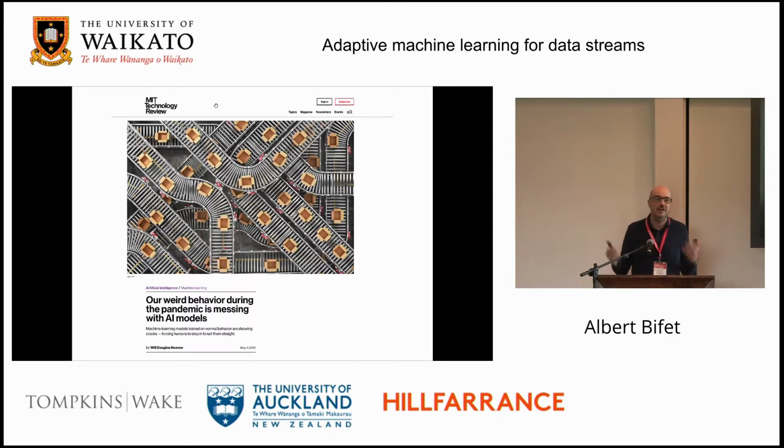Well, last year during the pandemic, the data changed and all machine learning models didn't work anymore. So there was a need to rebuild them from scratch or to adapt them. The problem is that for building models, we need data. So this is why that was interesting. So how do we build models?